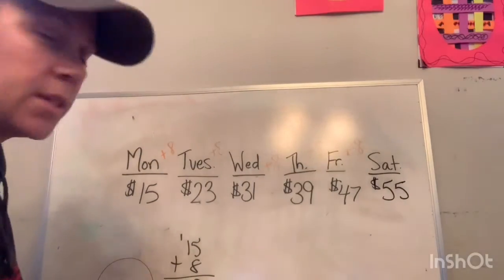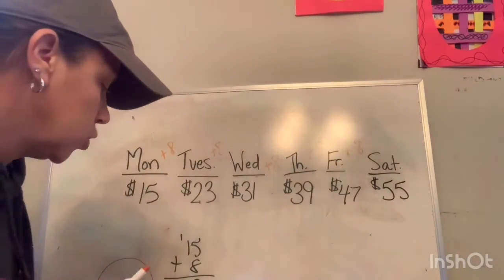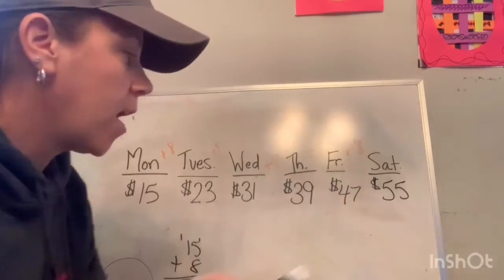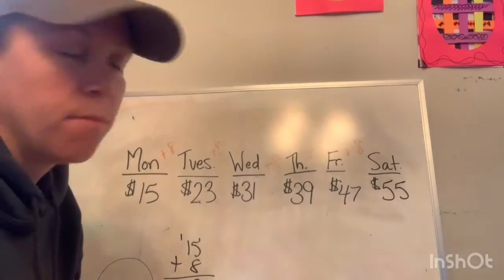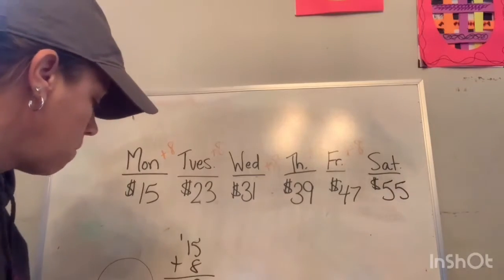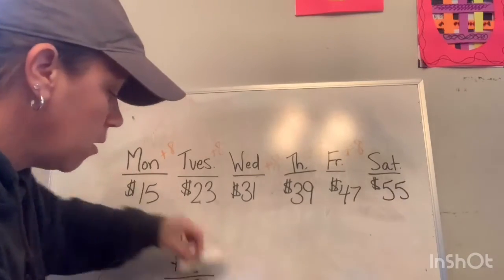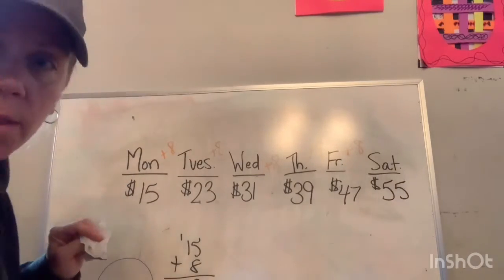So Jamal, your sentence for number 1 should say, Jamal will earn $55 by Saturday. Okay, pause, check your answer, mark it right or wrong, and let's go on to number 6.